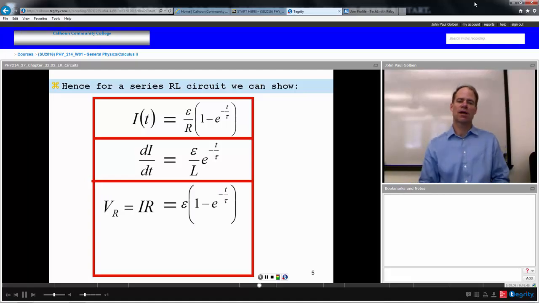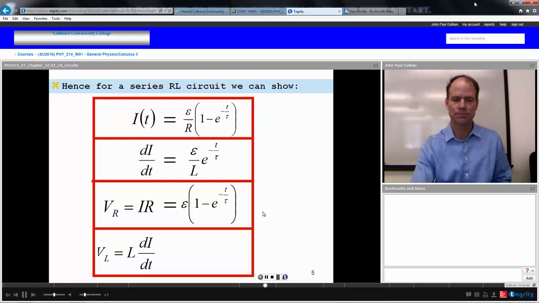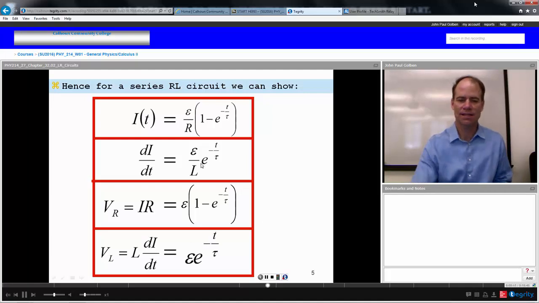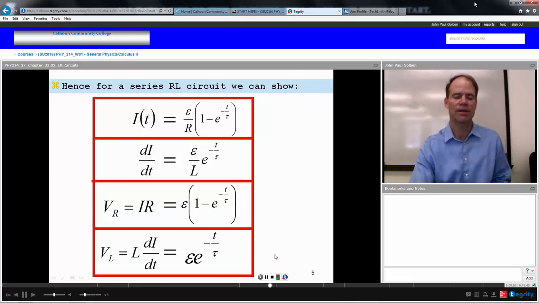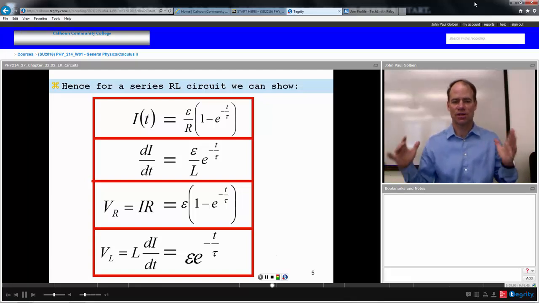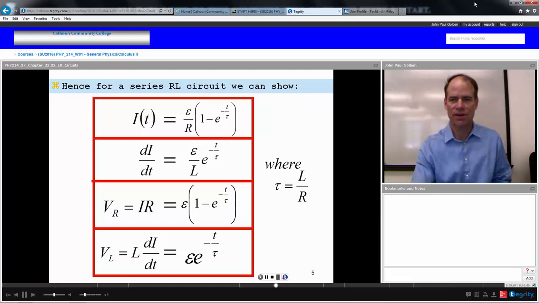Hence, the voltage across the resistor by Ohm's law is current times resistance. This first thing times R is just going to be the voltage of the battery, 1 minus e to the negative t over tau. And the voltage across the inductance is L di/dt. This term times L is just the voltage of the battery, e to the negative t over tau. So that is all of our current, change in current, voltage across the resistor, and voltage across the inductor for all time, where tau is equal to L divided by R.